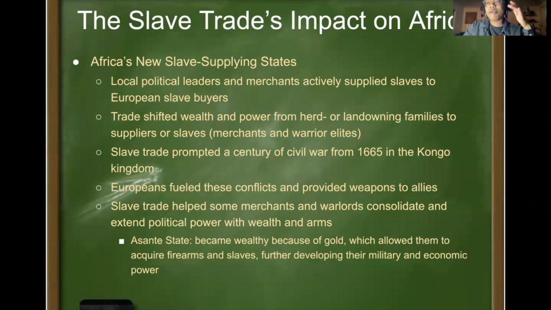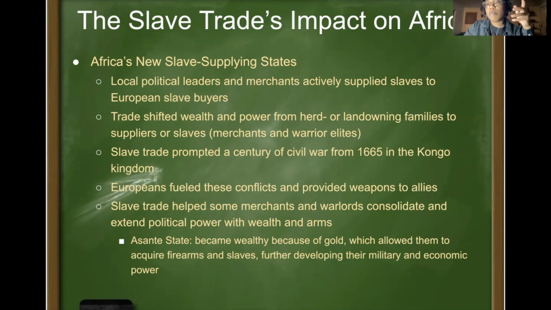So before in Africa, if you were able to produce things, if you were able to herd your animals and things like that, you had power. But now the power is going to come to the people who are able to enslave, and those who are able to sell things to Europeans are going to make a lot more money. And as I said previously, the slave trade is going to prompt civil war. So violence is going to happen within regions in Africa because they're jockeying for who's going to enslave more people, but then also there's a fight to see if people are going to stop enslaving people as well. So once again, the slave trade helps some merchants and warlords consolidate and extend political power with wealth and arms.